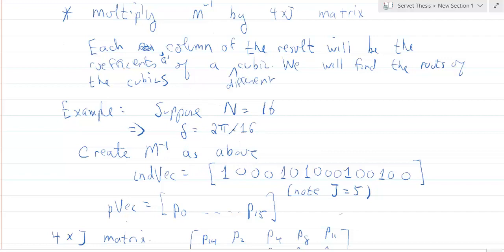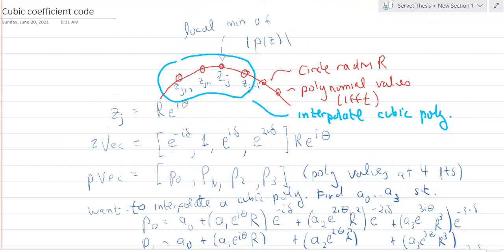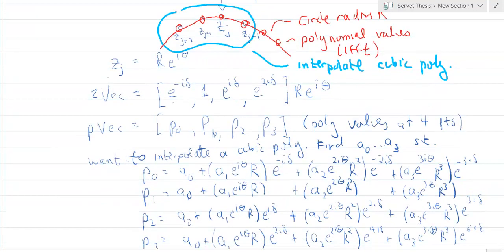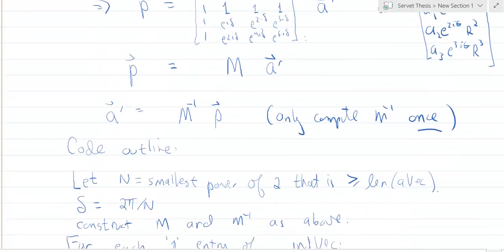And of course, these notes are also in OneNote. You can see the label of the notes is cubic coefficient code. It should be the last page in the OneNote notebook.